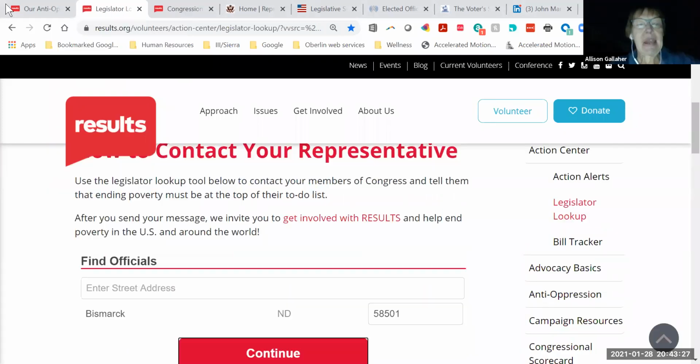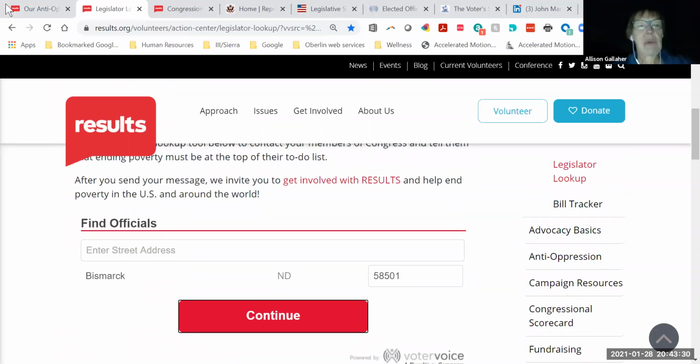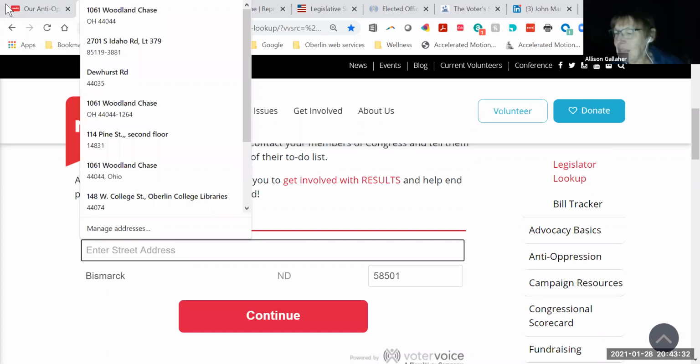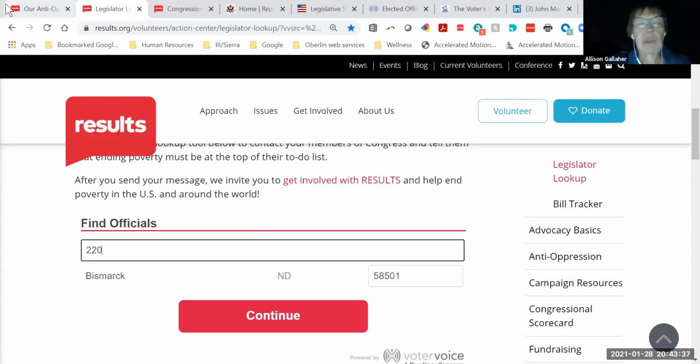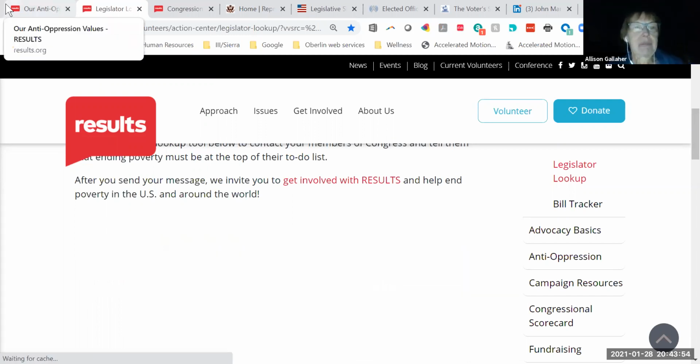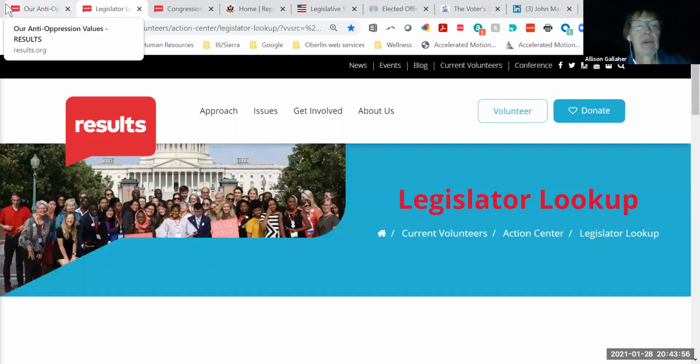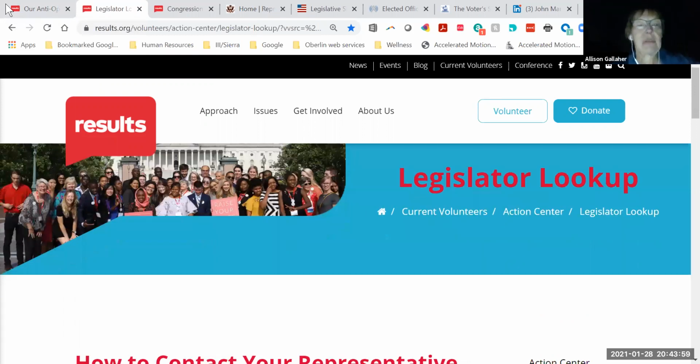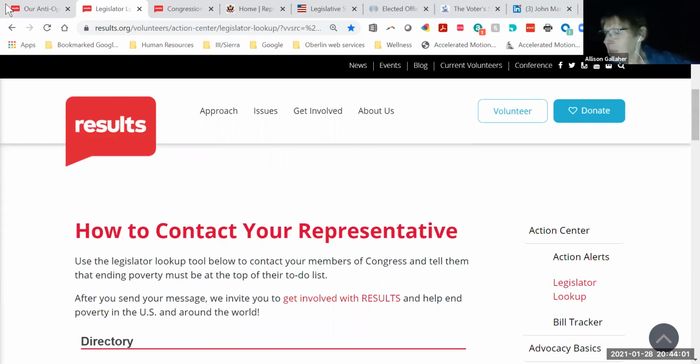But even though he represents the entire state, it still wants a street address. So just as a hint for those of you who are trying to research people who are not your own representatives, I always use the address of one of their district offices in the state, because the district offices have to be in the district, which means that's a legitimate address in the district. And now I will see all of the people who represent someone who lives at 220 East Rosser Avenue.